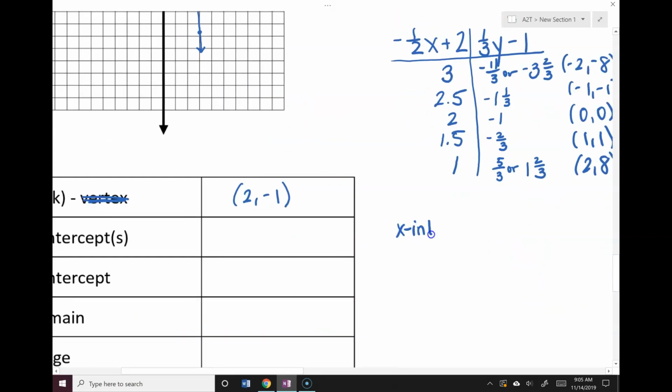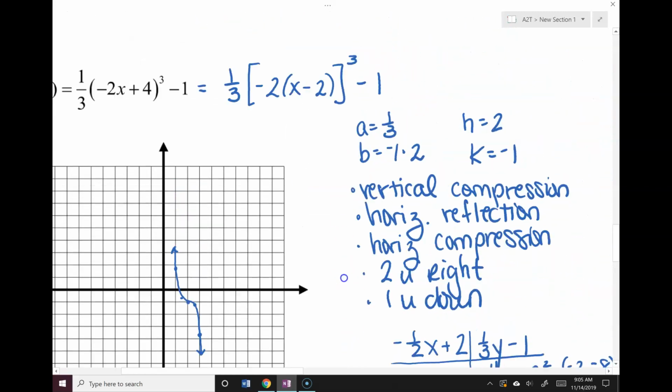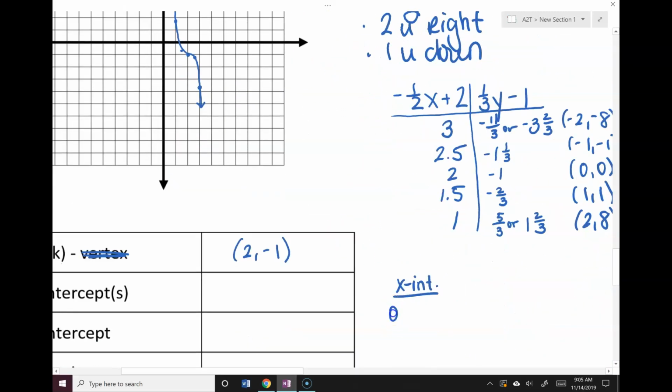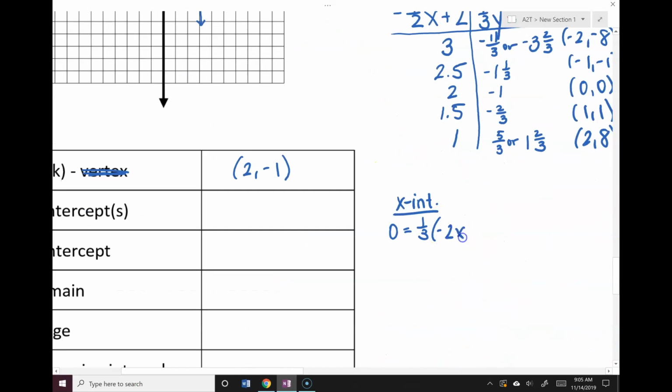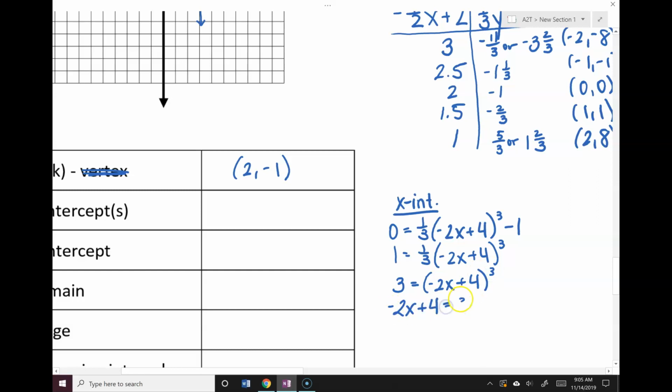Okay, so we're going to plug in y as 0. So we get 0 is equal to, you are more than welcome to use the factored out version or the original. It doesn't matter. I'm going to use the original. Cubed minus 1. Okay, so I'm going to add 1 to both sides. 1 is equal to 1/3 times the quantity of -2x plus 4 cubed. Multiply both sides by 3 to get rid of that 1/3. So 3 is equal to the quantity of -2x plus 4 cubed. Take the cube root. So now we have -2x plus 4 is equal to the cube root of 3.